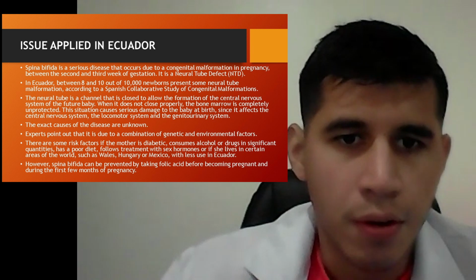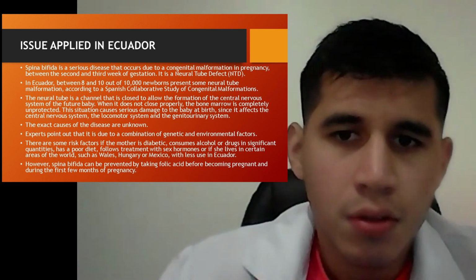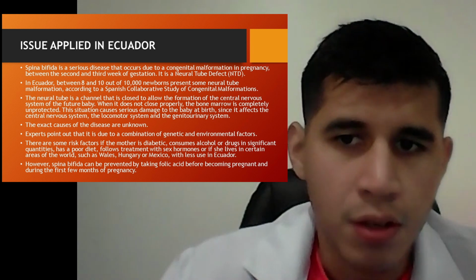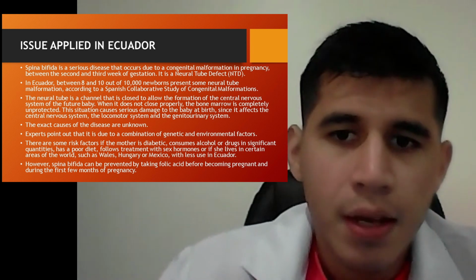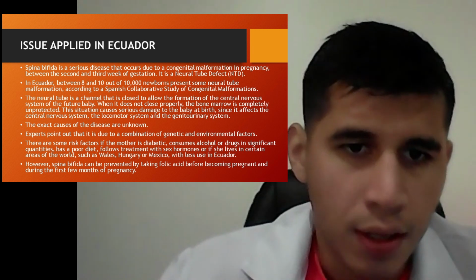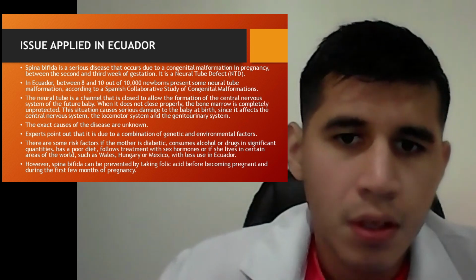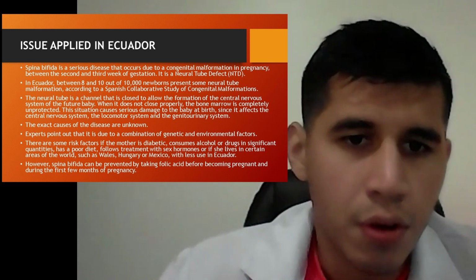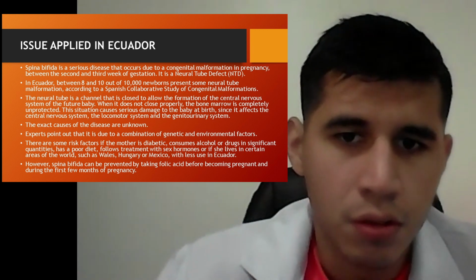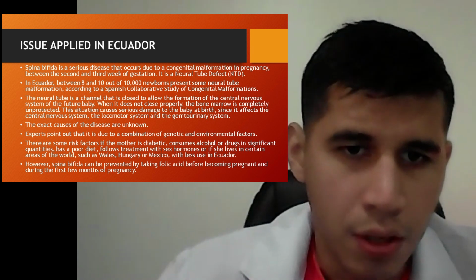Issue applied in Ecuador. Spina bifida is a serious disease that occurs due to a congenital malformation in a pregnancy between the second and third week of gestation. It is a neural tube defect. In Ecuador, between 8 and 10 out of every 10,000 newborns present some neural tube malformation, according to the Spanish collaborative study of congenital malformations.